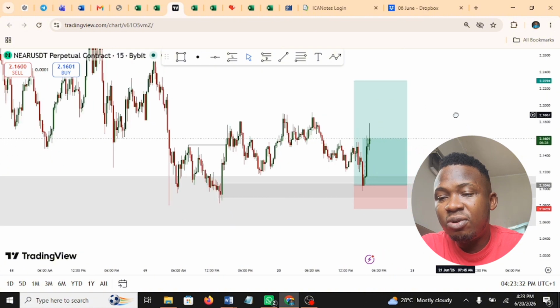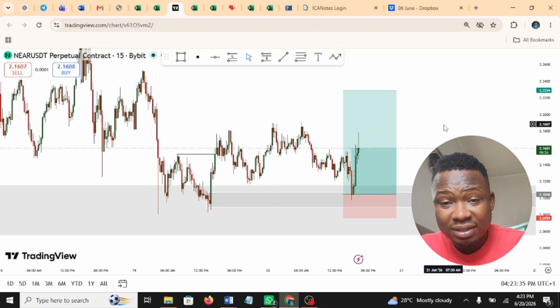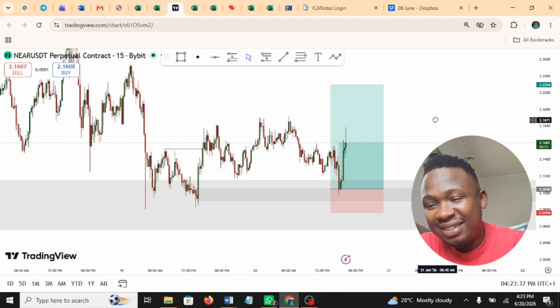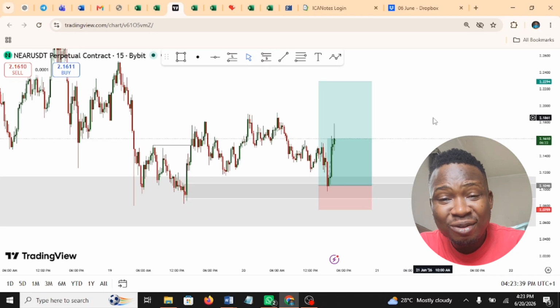Yeah, so you see, we got triggered. This is a nice trade, guys. Trading is not luck, it's understanding directional bias. When I started understanding directional bias, I started becoming profitable, guys.